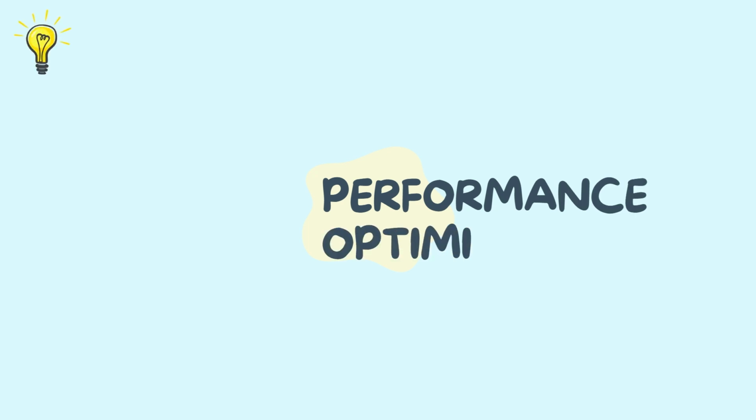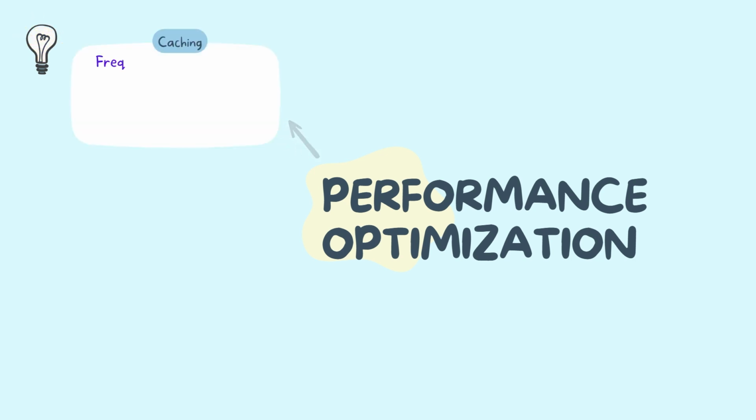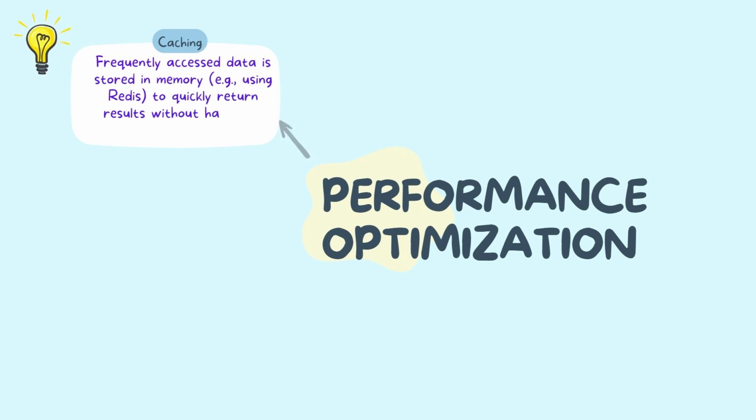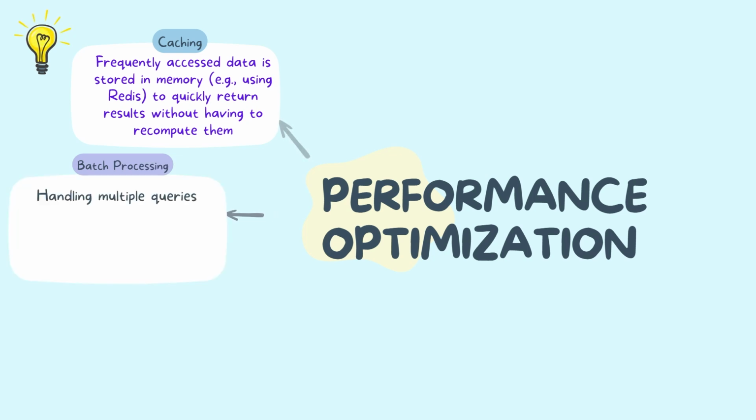And performance optimization, the internal structure of a vector database. This is a part of the internal structure. Caching. Frequently accessed data is stored in memory using Redis to quickly return results without having to recompute them. Batch processing. Handling multiple queries or data updates at once, reducing overhead and improving system efficiency.